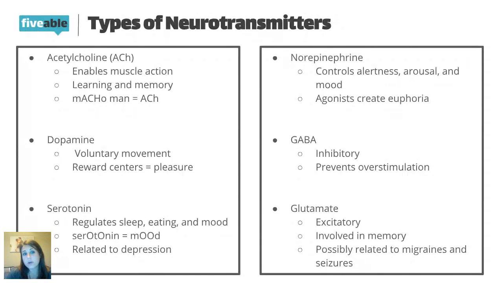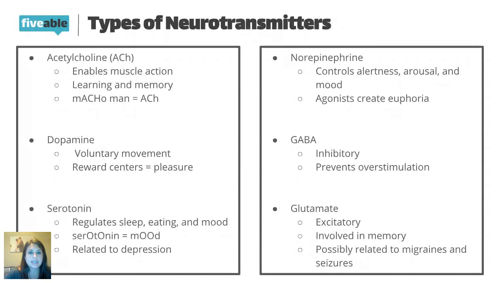The other 3, norepinephrine, has to do with being alert and aroused. Agonists of norepinephrine create like a euphoric feeling because that's how you feel. So if you get your heart racing, you feel alert, that's norepinephrine firing. That's kind of like your upper in your body. It makes you alert and aroused and focused and attentive, that sort of thing.